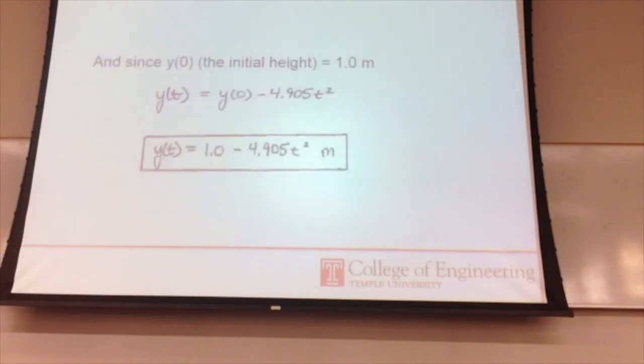All right. So in this case, because the initial height is given as 1 meter and our coordinate system has y equals 0 at the ground level, the initial position is 1, so the position at any time is 1 minus 4.905 t squared. If we assume that the coordinate system has the 0 value at the ground, what's the position going to be at 40 seconds?